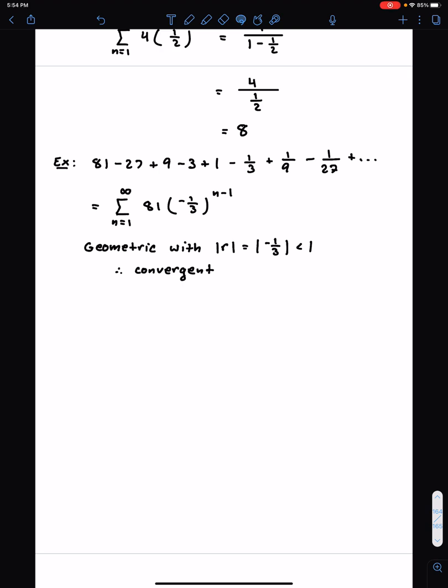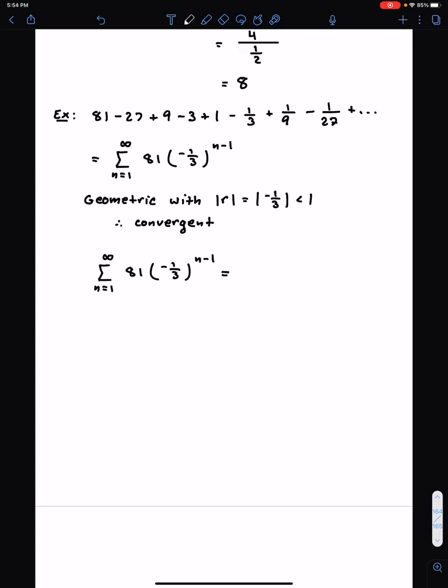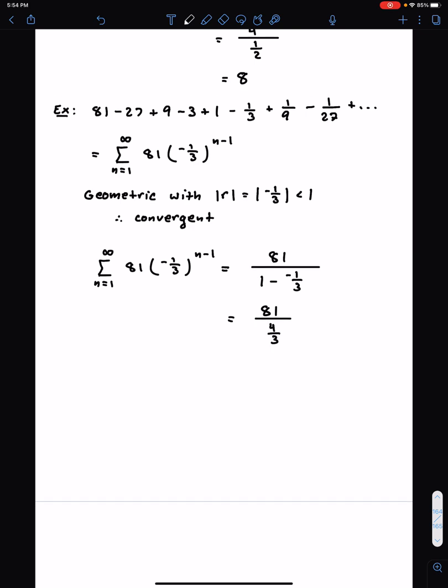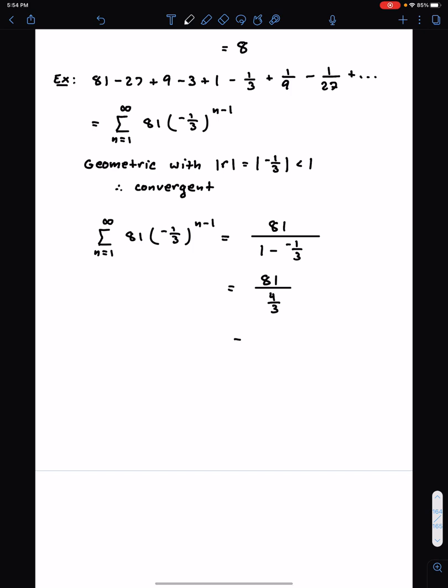And this series, or the sum of the series, is equal to a1, which is 81, divided by 1 minus r. So 1 minus negative 1/3. So 81 divided by 4/3, or 81 times 3 over 4, which is 243 divided by 4.